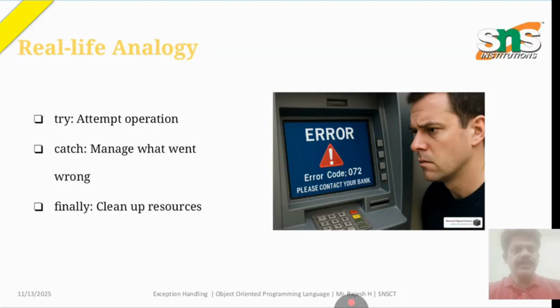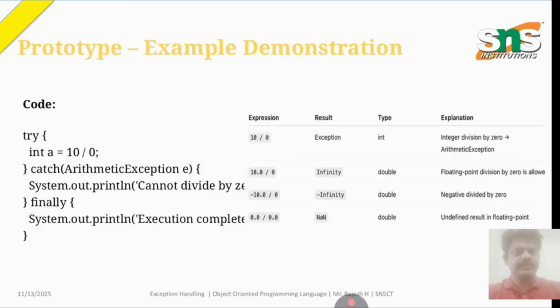In a real life analogy, you can have a try block which is attempting an operation in an ATM. Then the catch handles what happens when the ATM card is not scanning, or when there is no proper account balance, and what message it is processing. Then finally, how it restarts the system, and how you withdraw your money or remove your ATM card. So that is the whole process, the real life analogy of an ATM transaction.